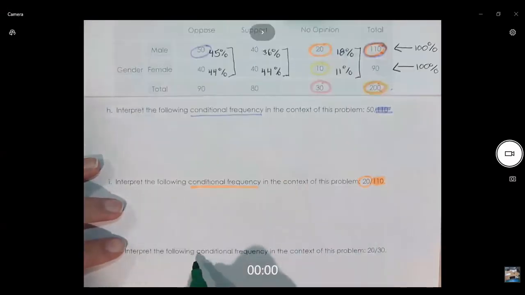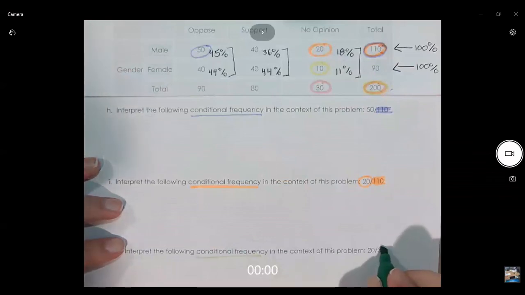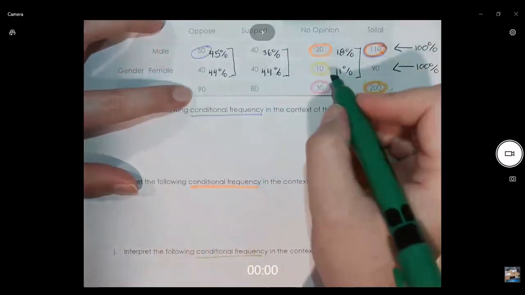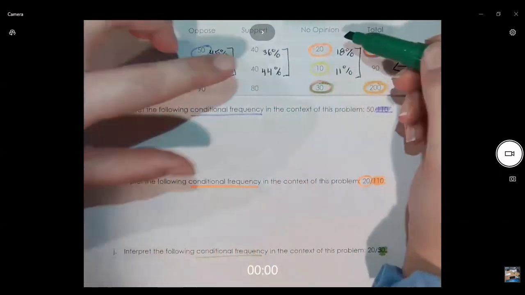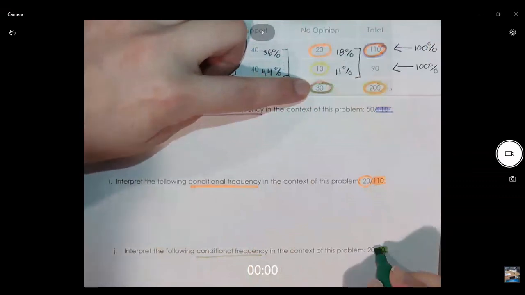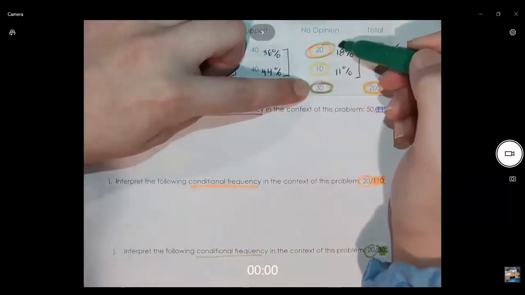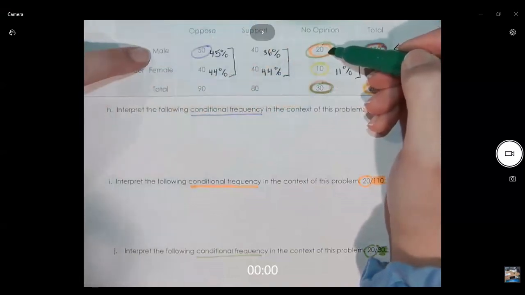The very last example, we're looking at conditional frequency. Our total is out of 30, so if we look at our categories, I see a 30 right here with no opinion. So out of all the people that have no opinion, I'm looking for the 20, and I see the 20 is here. So out of all the people that have no opinion, 20 of those people were male.